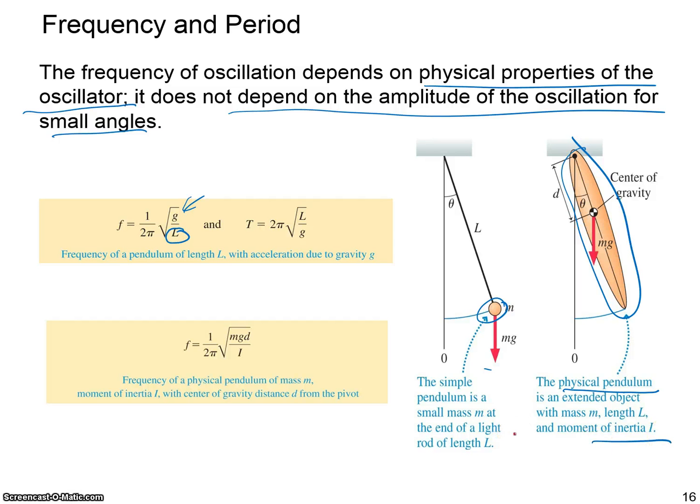So without going through the algebra, what happens is the physical properties are the moment of inertia and the mass, and d here is the distance from the pivot point to the center of gravity on that physical pendulum. So those are the properties we find in the equation there for the frequency. One comment here: when you make a substitution for the moment of inertia for whatever the physical pendulum is, the mass will end up canceling out of this equation also.